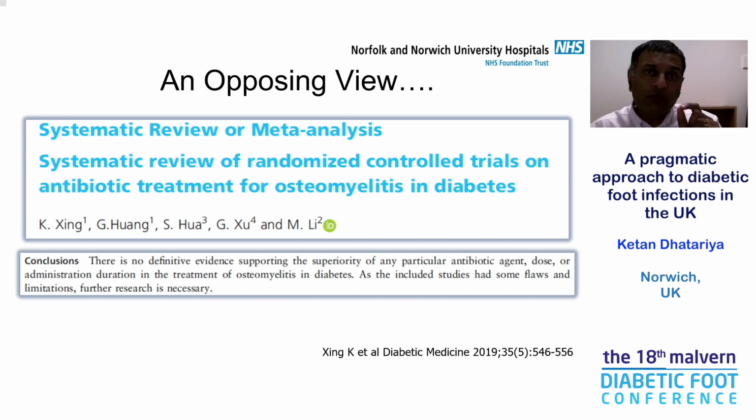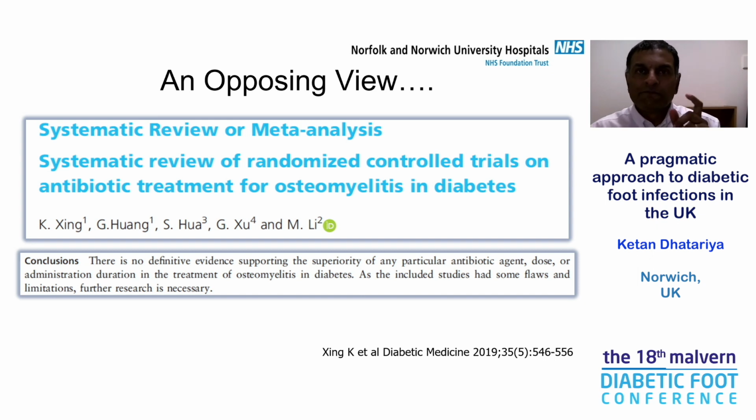However, at around about the same time as both the co-amoxiclav paper and the rifampicin paper, this meta-analysis came out, showing that actually there was no data to suggest that any one particular agent was better than any other particular agent in the management of diabetic foot infections. So we were like, oh, well, that doesn't help us. What do we do now? It's in a bit of a difficult position.